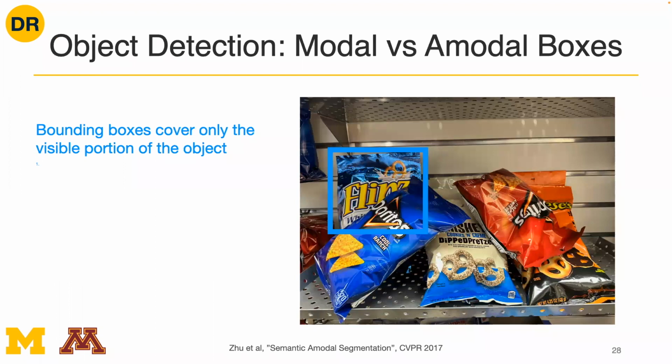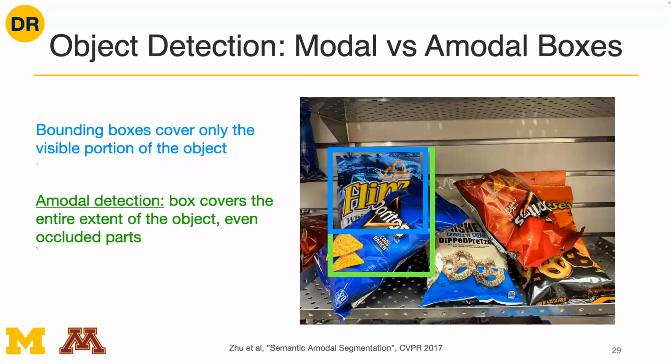Okay, so another distinction in how we describe bounding boxes is what we could call modal versus amodal boxes. In most object detection data sets, the bounding box will be defined for a specific object of interest as covering only the visible portion of the object. So in this image, for example, this blue box that we have drawn is what you would typically see in a data set if it was labeling this Flips white chocolate covered pretzel bag in the back. The bounding box is only covering the portion of the object that's visible.